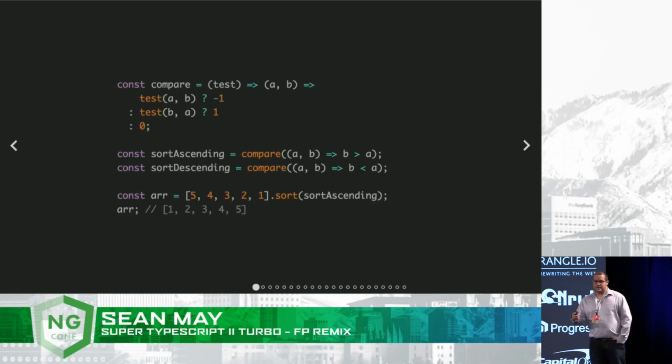This gets into the second form and starts blending the two. I'm passing in a test now. Once I pass in a test, I get back a function that expects an A and B, and I test that one way, I test it the other way, and I'm going to return 1, -1, or 0 based on how things go. You've seen that in sorts all over the place.